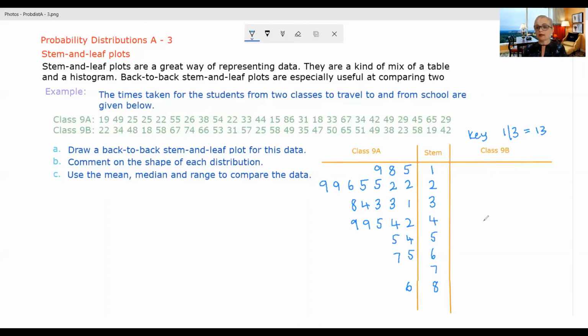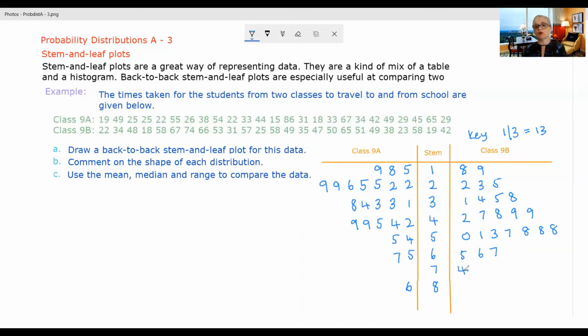All right, putting in our class 9B data just quickly. So we've got an 8 and a 9, a 2, a 3 and a 5, a 1, 4, 5, 8, 2, 7, 8, 9, 9, 0, 1, 3, 7, and then 3 8s. 5, 6 and 7 and a 4.